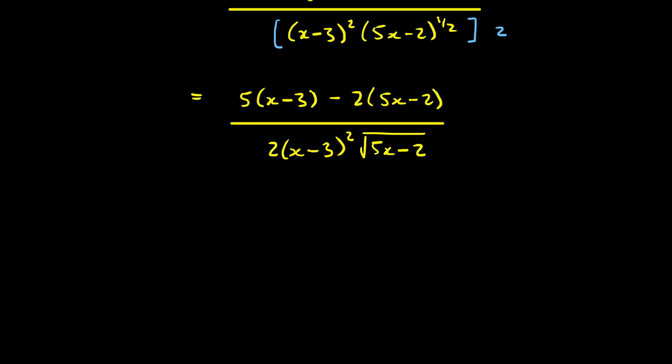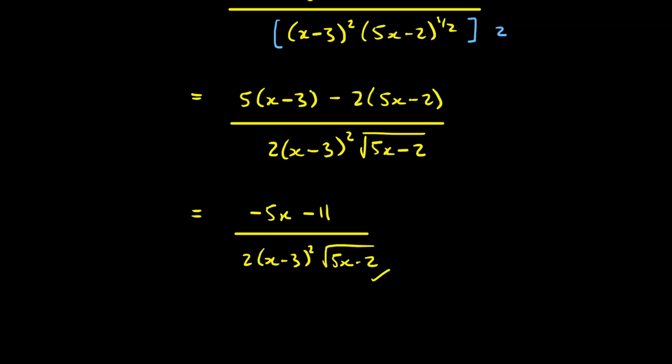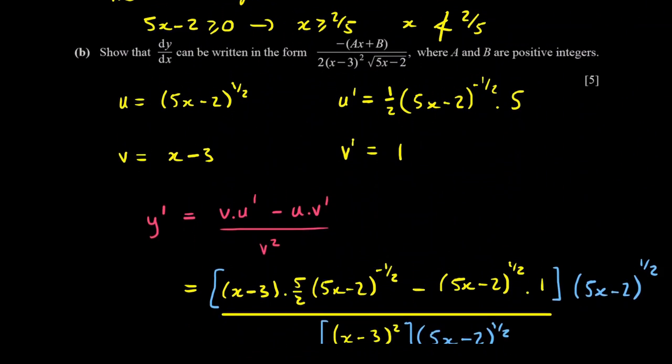Here I've got 5x, and 5x minus 10x, that's that term, is going to be negative 5x. And then what I've got here is 5 times by negative 3, which is negative 15. Then negative 15, and then we've got minus 2 times by minus 2, which is positive 4. So minus 15 plus 4 is minus 11. All divided through by 2 times by x minus 3 all squared, the square root of 5x minus 2. So I think that's going to be our answer there because we've simplified it.